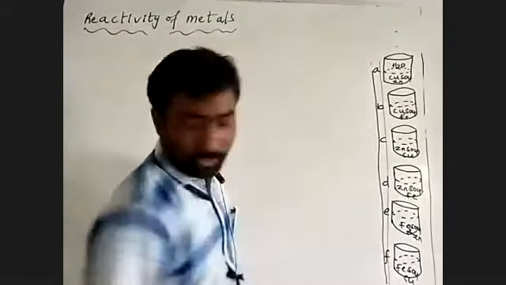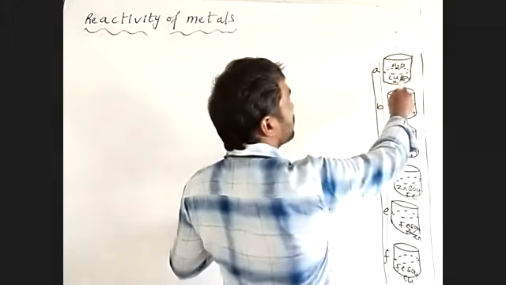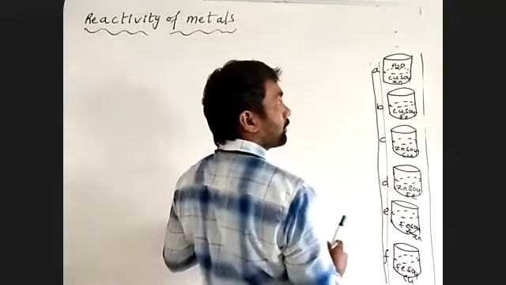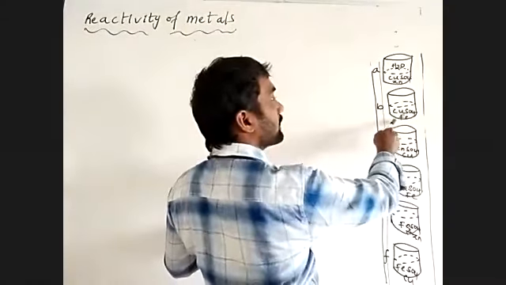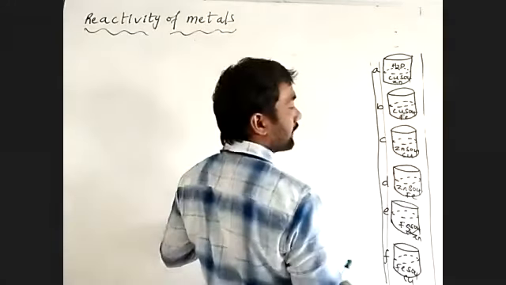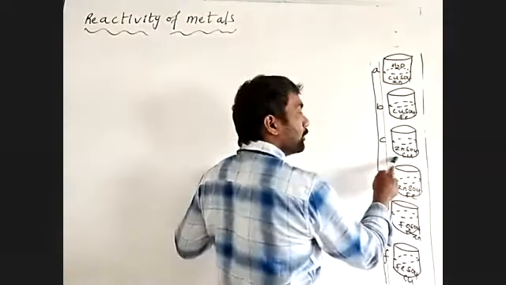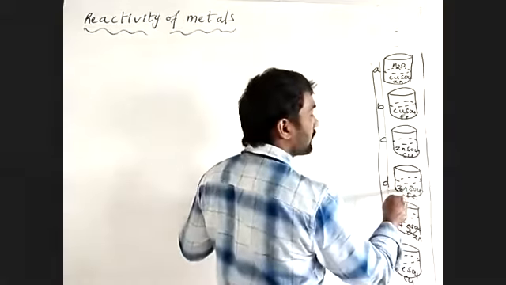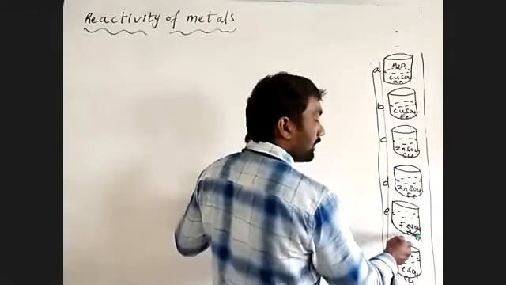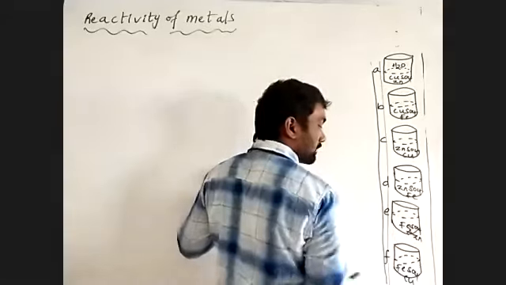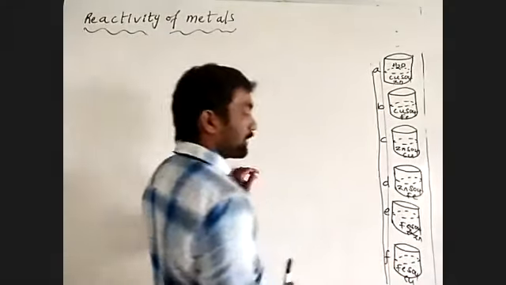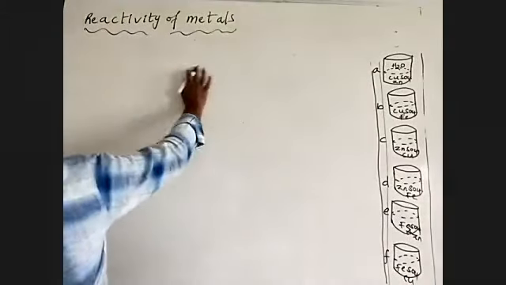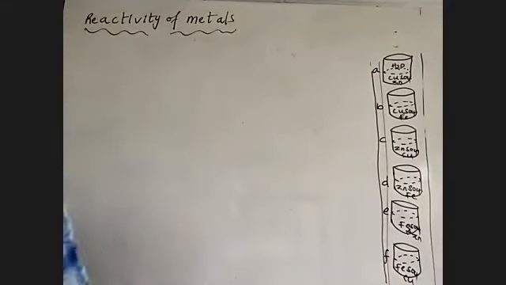See here what I'm saying to you. In beaker A, the zinc is displacing the copper from the copper sulfate. In the second beaker, iron displaces the copper from copper sulfate. But here, copper is unable to displace the zinc from zinc sulfate. Here also, iron is unable to displace the zinc from zinc sulfate. At the same time, here zinc can displace the iron from iron sulfate. Here, copper is unable to displace the iron from iron sulfate. See carefully what we can say from that.